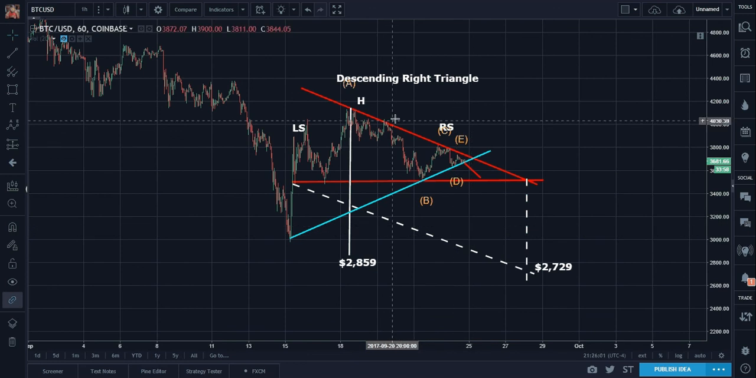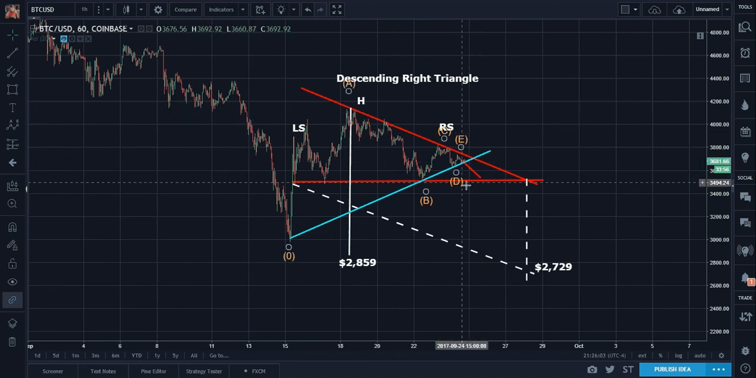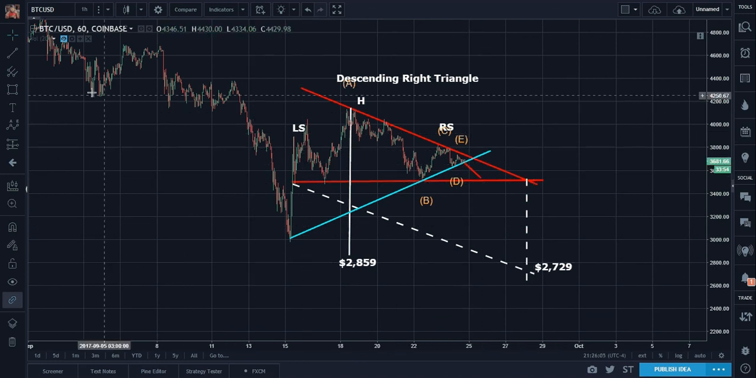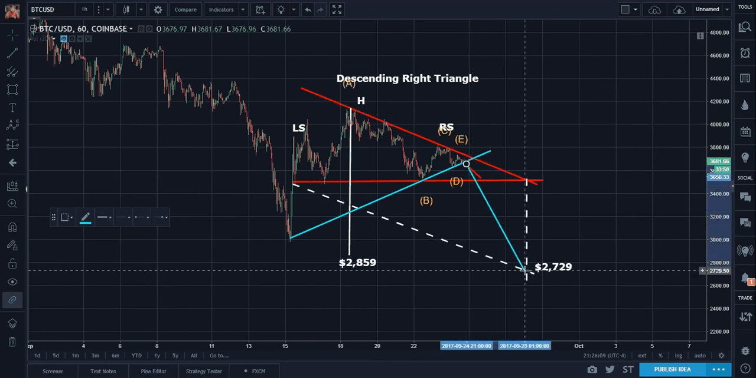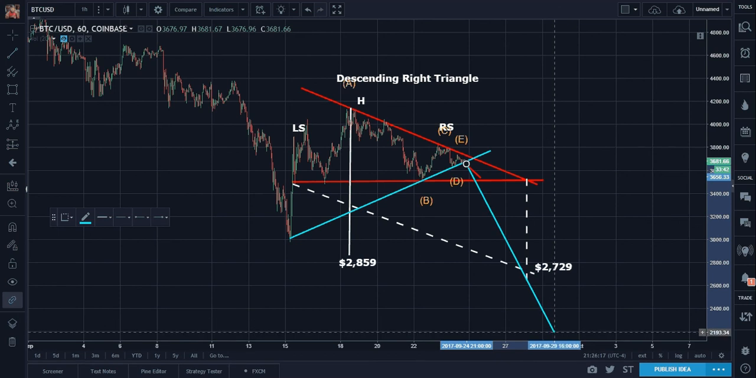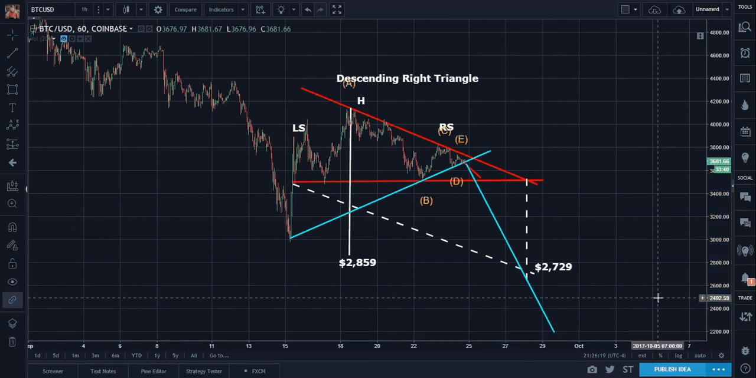But usually this means it's a continuation pattern of the decline. I would be surprised somewhere in the range of 2600 to 2000. So in a way now you have three patterns, a triple combination, saying the same thing.